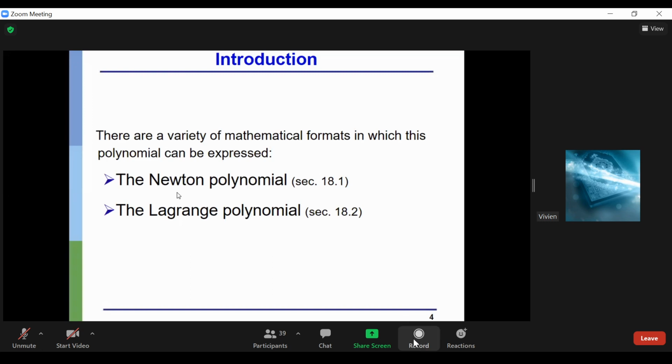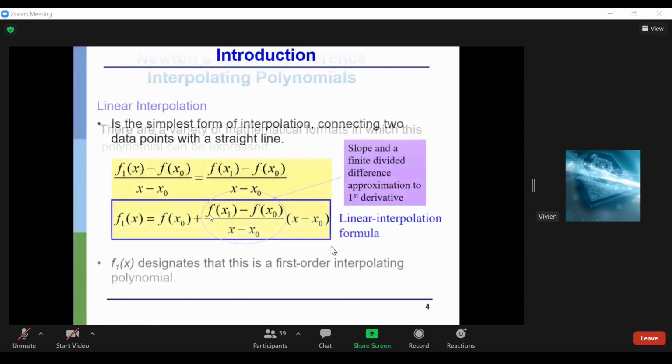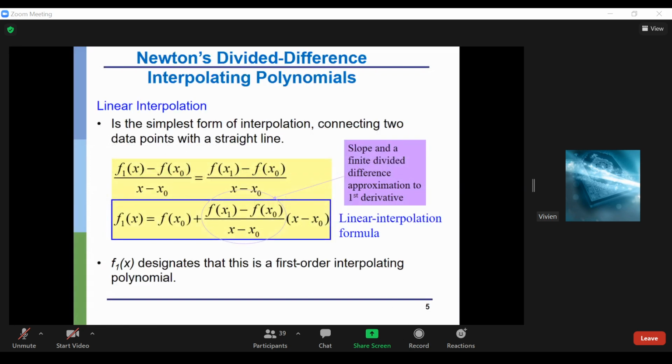We have the Newton polynomial and the Lagrange polynomial. We will look at the first method, which is the Newton polynomial, or Newton's divided difference interpolating polynomial. When we have the linear line, it's very easy: this is the approximated or interpolated value at a point x. Because we approximate with the first order, we give a subscript of 1. So f1(x) minus f(x0) over x minus x0 equals the slope between the point x1 and x0.